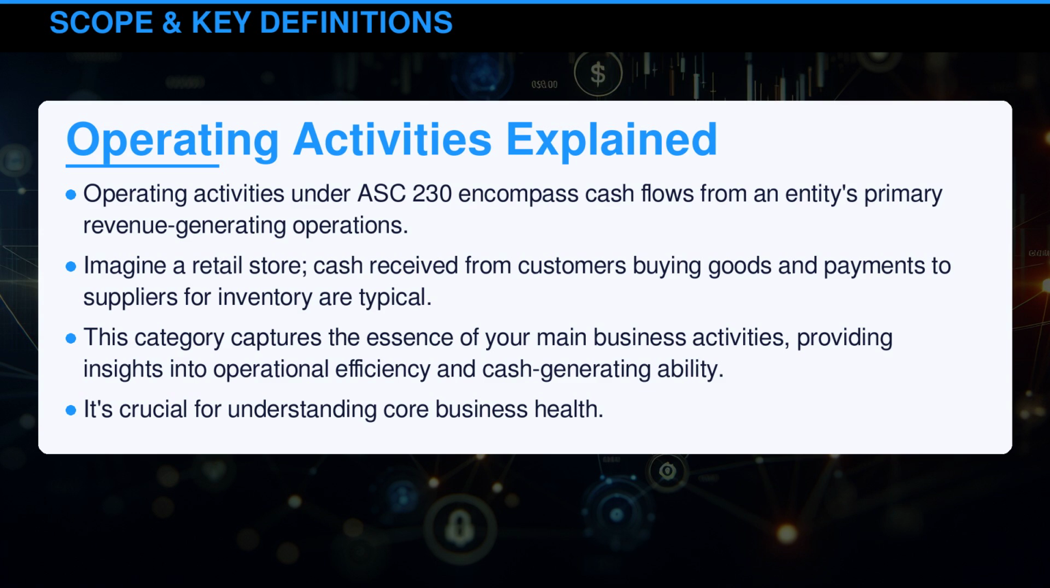Operating activities under ASC 230 encompass cash flows from an entity's primary revenue-generating operations. Imagine a retail store. Cash received from customers buying goods and payments to suppliers for inventory are typical. This category captures the essence of your main business activities, providing insights into operational efficiency and cash-generating ability. It's crucial for understanding core business health.